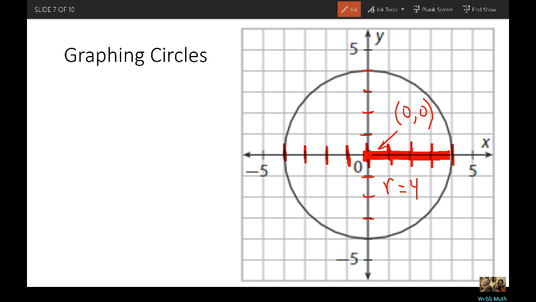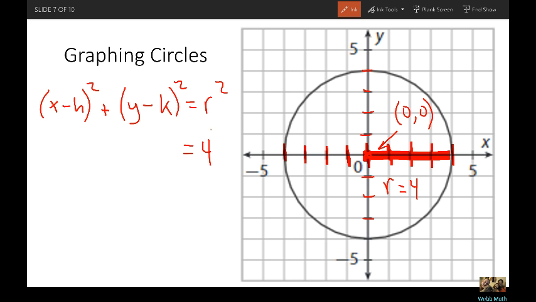So remember the graph, the equation is (x - h)² + (y - k)² = my radius squared. Now my radius, r, is 4. So that's good to know. Don't forget I'm still squaring him. My y minus k is that value right there, and h is that value right there. And, well, what's y minus 0, right? So it's just y. But I'll write it out for you, okay? It's a good habit.